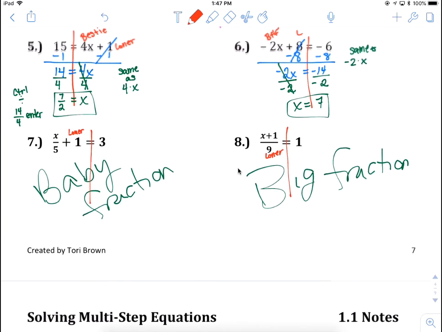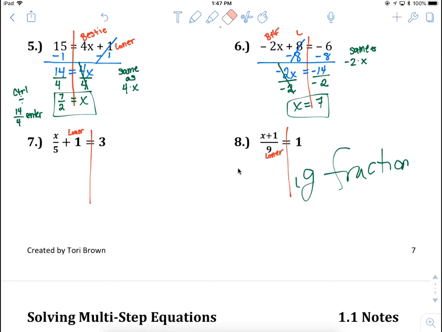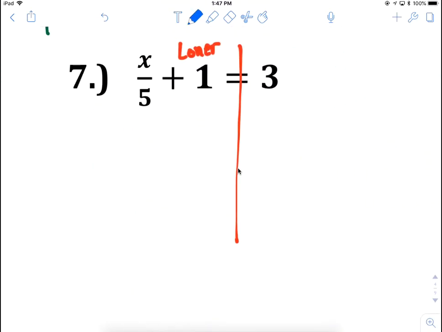So when it comes time to solve this, it's going to change a little bit on who we get rid of first. These problems will not be solved the same way. So let's go ahead and start with number 7. If I'm kicking the loner out of the party first, how would I do that? The 1 is adding, so we need to subtract. What you do to one side, you have to do to the other. The 1s are going to cancel, and we're going to bring down what we have left.